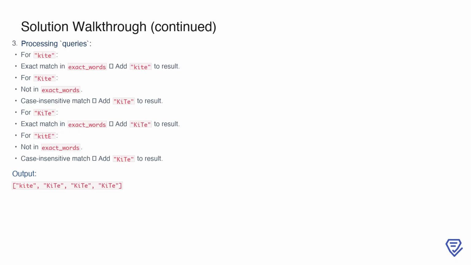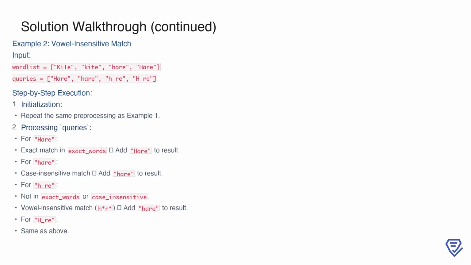The third query, kite, is an exact match again, so we add kite to the result. Finally, for kite, there is no exact match, but it matches in case_insensitive as kite, so we add kite to the result. The final output for this example is kite, kite, kite, kite, demonstrating how the solution handles exact and case-insensitive matches effectively. Now we look at an example that highlights vowel-insensitive matching.